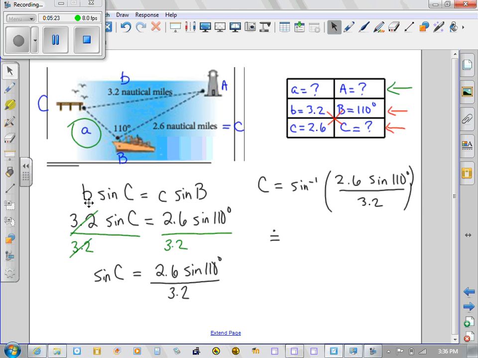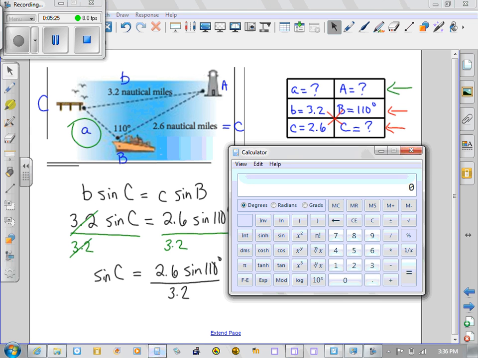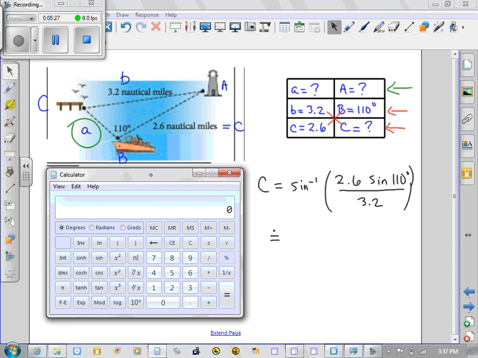So if you grab your scientific calculator, let's throw in these values and see what we come up with. For me, I've got to enter things in a reverse order. So I'm going to type in 110 degrees, and I'm going to take the sine of that. I'm supposed to multiply that by 2.6. Lastly, I'll divide by 3.2. So I get 0.76.